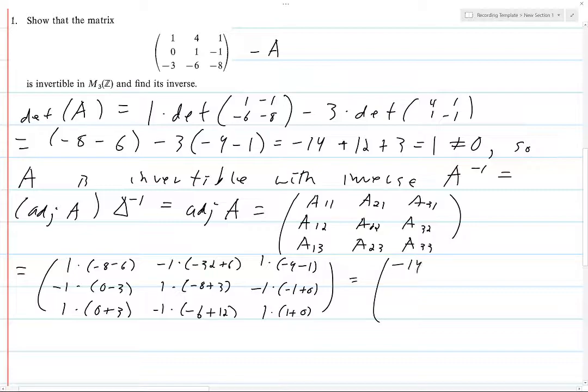So let's see, we get minus 14, 3, 3, 26, minus 5, minus 6, minus 5, 1, 1. And so there you go. That's how you find the inverse of A. And there you go, we're done.